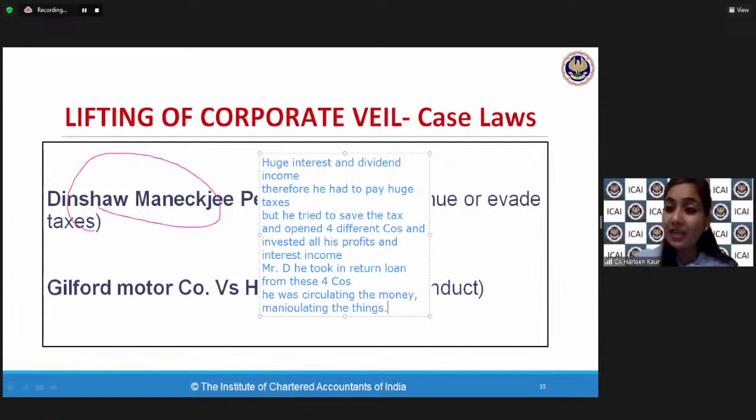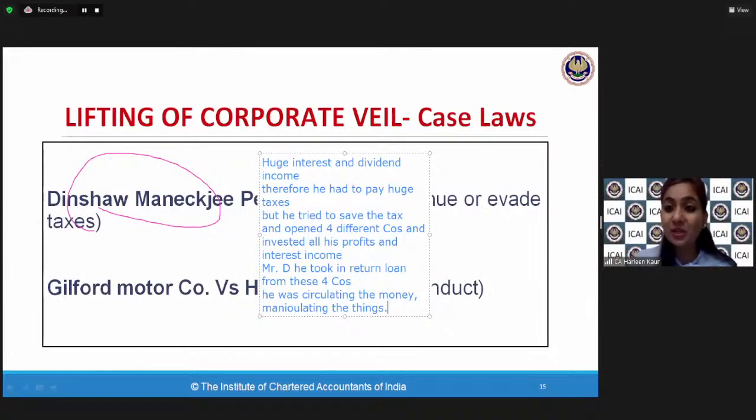Means they're not doing any business. You're just circulating the money. आपने उसमें पैसा डाला और वापस उनसे लोन ले लिया. So that means आप पैसा सारा खुद खा रहे हैं सिर्फ गवर्नमेंट का रेवेन्यू टैक्स बचाने के लिए. आप टैक्स नहीं पे करना चाहते हैं. That's why you have created these 4 companies and you're just creating a fake entries in your books. You don't have any real intention. This loan was never repaid.